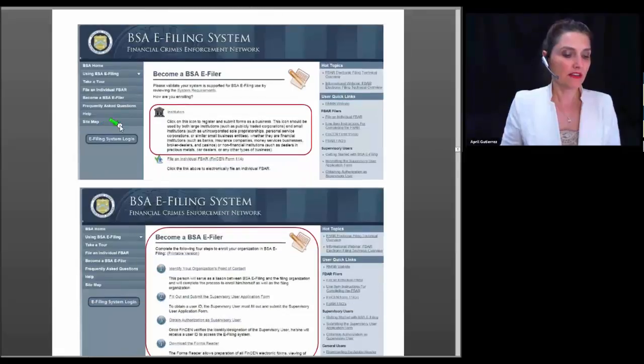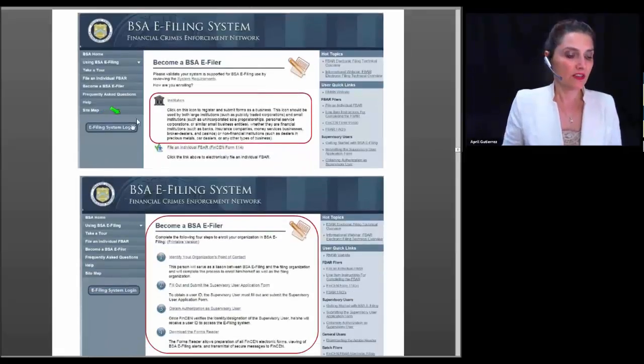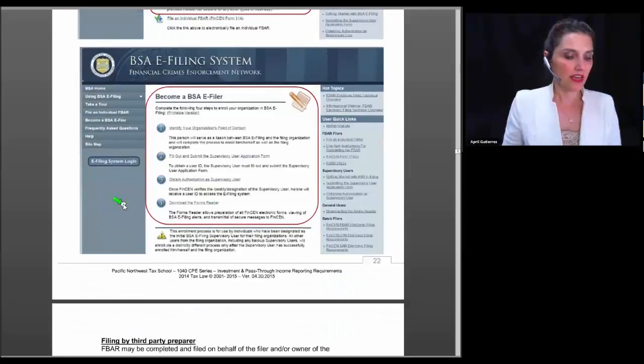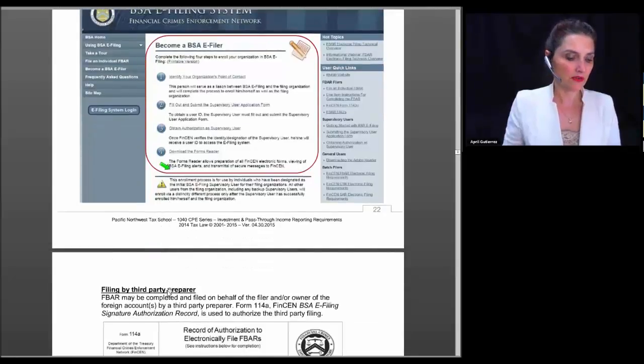And when you do that, it lands you on a page, and you would click that you are an institution, because down here where it says file an individual FBAR, that would be if you're filing your own personal FBAR. But if you're filing an FBAR for anyone else, you would register as an institution. And then it takes you to links becoming a BSA e-filer. You have to go through an online application process. And once that's done, you are given the information needed to file as a third party.